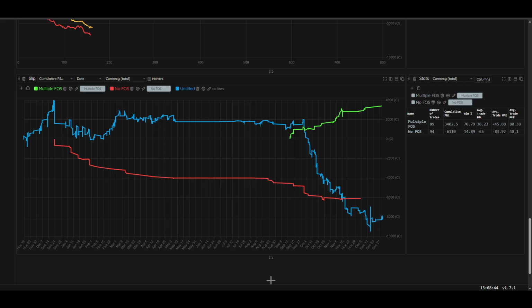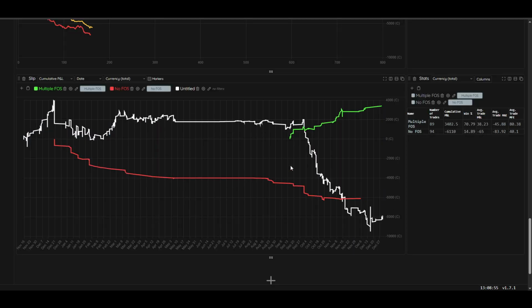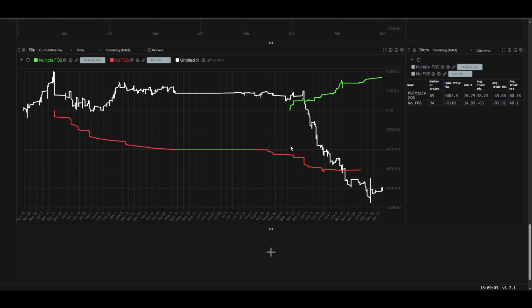Okay, you want my screen. There it is. Make this white. So you don't have a page filter or a global filter on? No, these are all trades going back to November 2024. What's that red line? That's no factors of support. I started using that tag way before I started using multiple factors of support. This tag used to be called no edge, and no edge meant that I didn't have any technicals. I was just trading for the sake of trading.